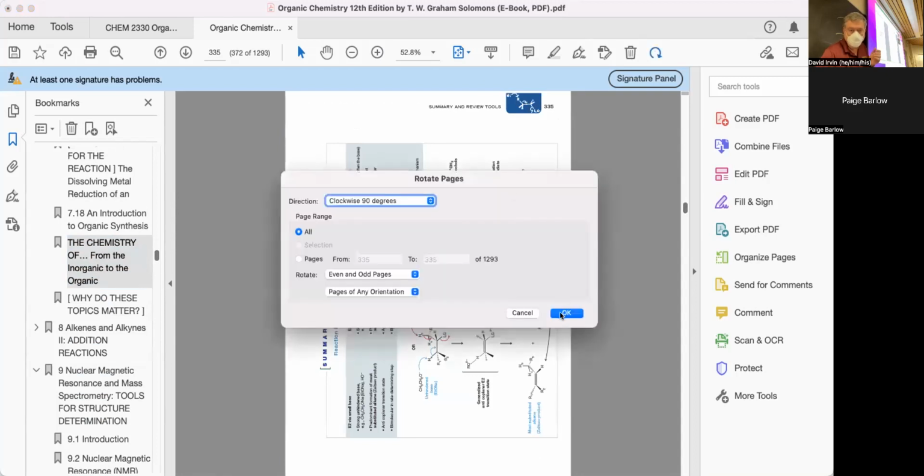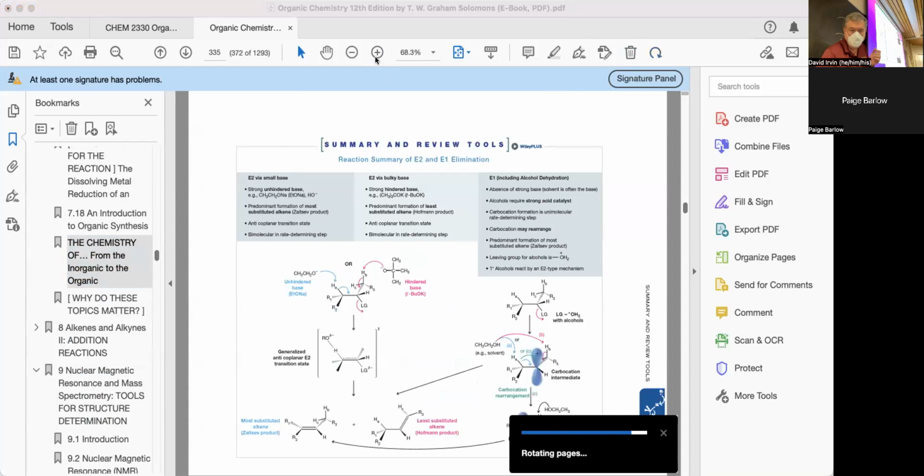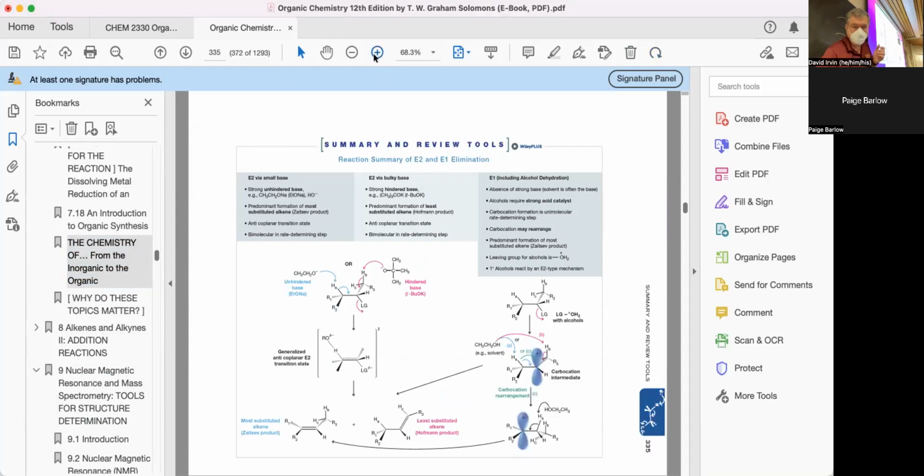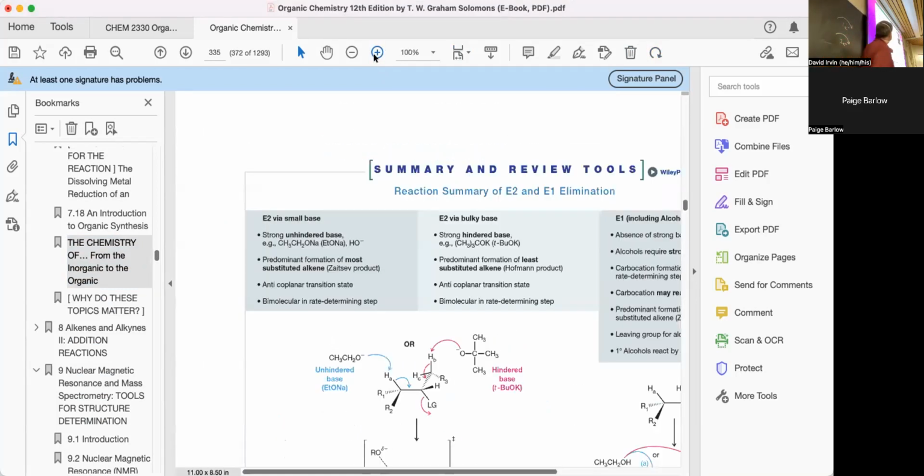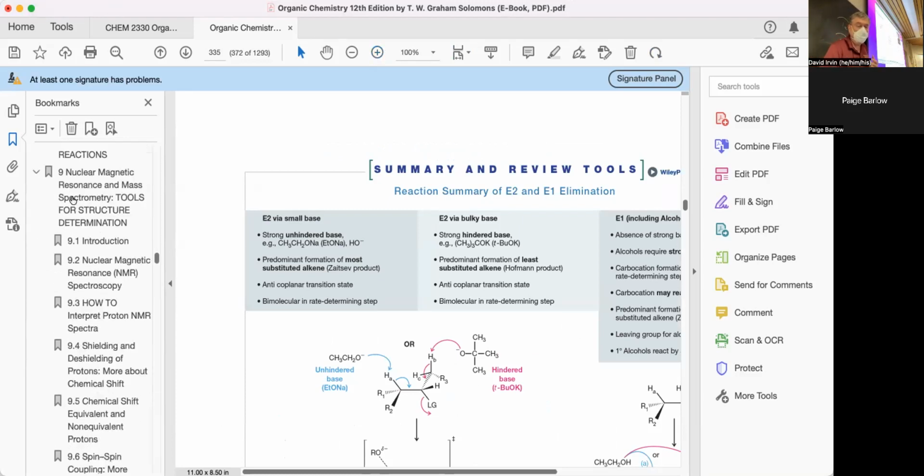Rotate 90 degrees, blow up. So it goes through the mechanism of everything. It talks about whether it's hindered or whether it's not. It goes through all the different combinations, anti-coplanar, bimolecular, and so on. This is a different tool. If you don't like the way I laid it out, they have it laid out a little differently, and you might like that better.